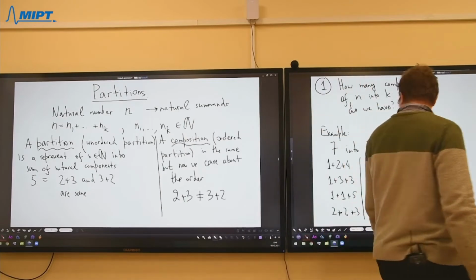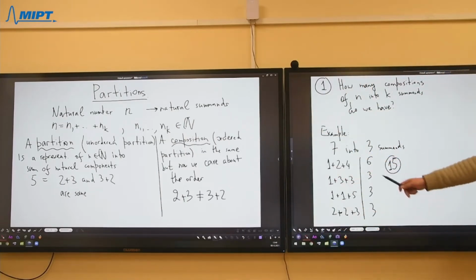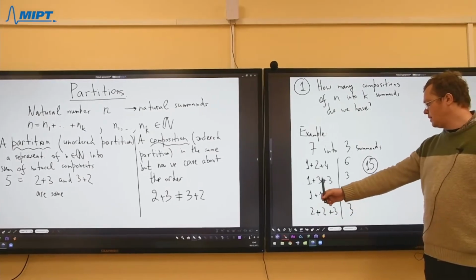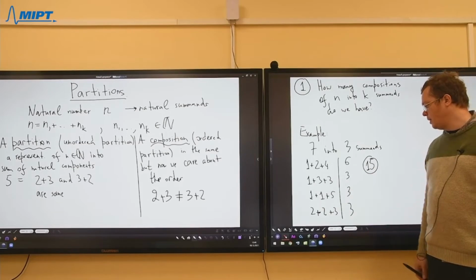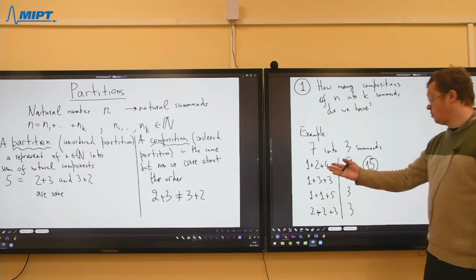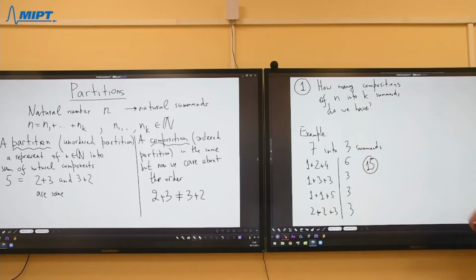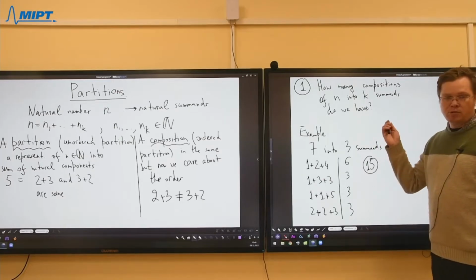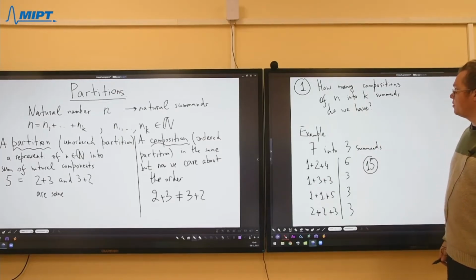So, for example, if we have 7 into 3 summands, we have 1 plus 2 plus 4, but in different orders we will have 6 such compositions: 1 plus 2 plus 4, 2 plus 1 plus 4, and so on. And for example, if we have 1 plus 3 plus 3, then we can put 1 in the first, second, or third place. So we have exactly 3 compositions. So in total it will be 15 compositions. I just wrote down all possible representations of 7 into 3 summands, and I want you to find the formula for arbitrary n and k.